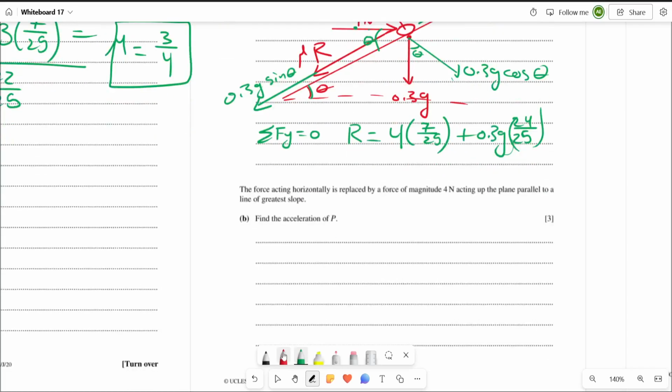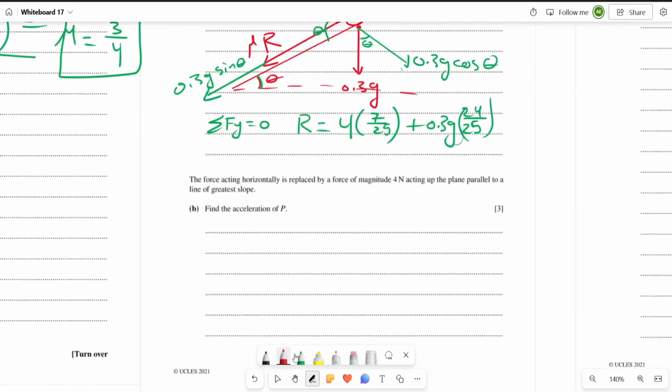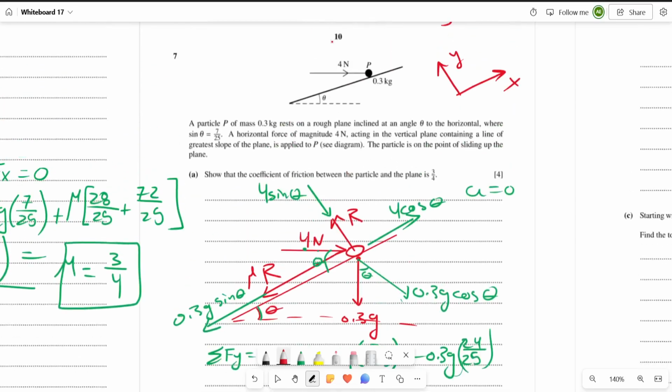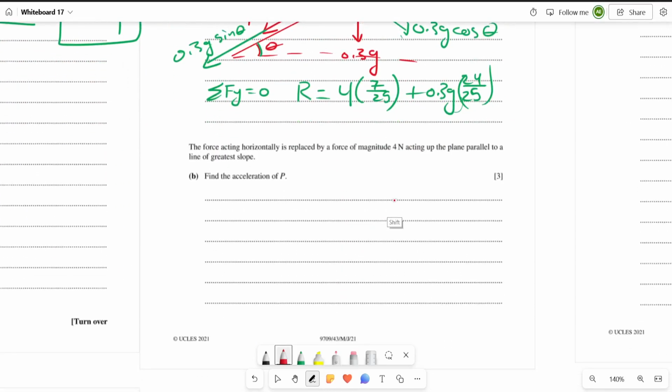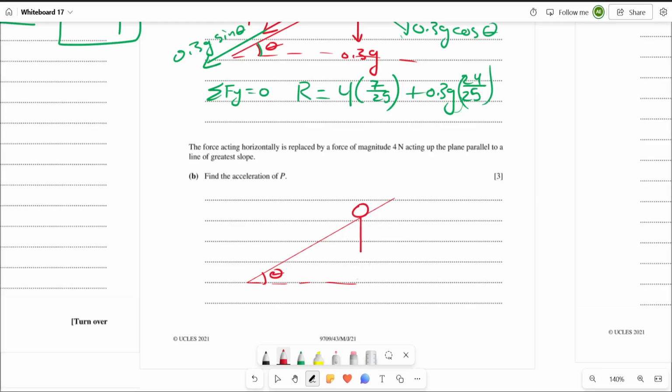Now, let's take a look at the first example for today where we actually have acceleration. So now the force acting horizontally, this 4 Newton, which was horizontal, is now replaced with a 4 Newton acting up the plane. Whenever you have something changed, it's always better to redraw everything. So this is theta. I'm going to have this free body diagram. This is 0.3 g. I'm going to have the normal, which is R. And the 4 Newton is now acting like this up the plane. It's no longer horizontal.